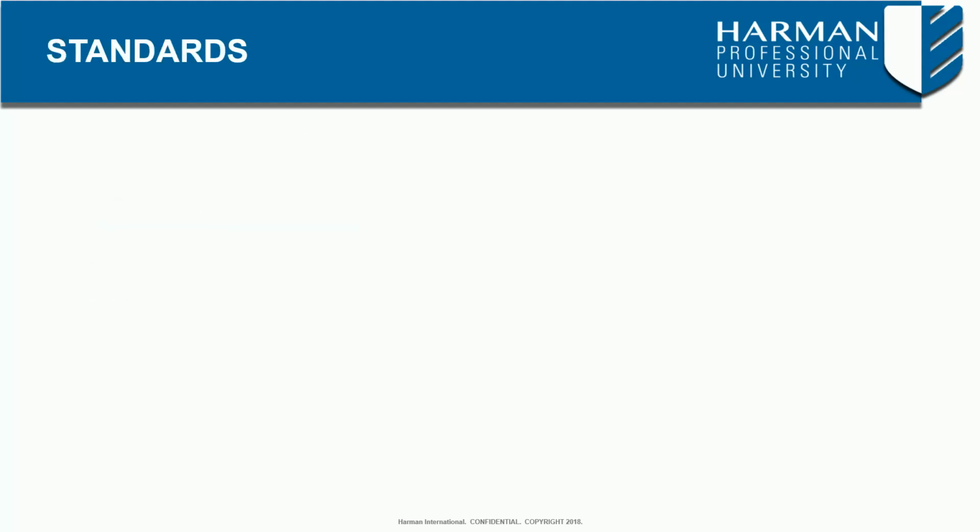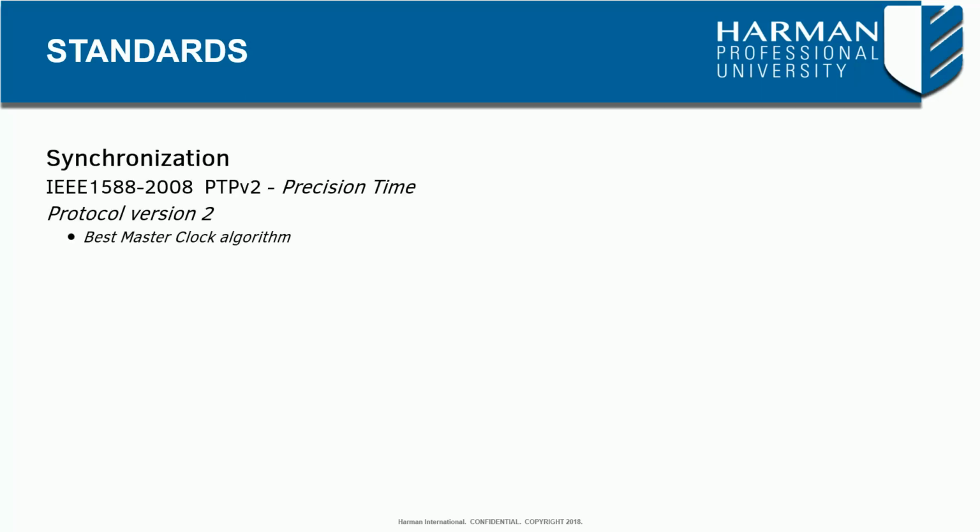AES67 leverages well-defined standards. For synchronization, Precision Time Protocol version 2 is used. Because it utilizes a best master clock algorithm, devices supporting AES67 will negotiate with one another and determine which one should act as the master clock.